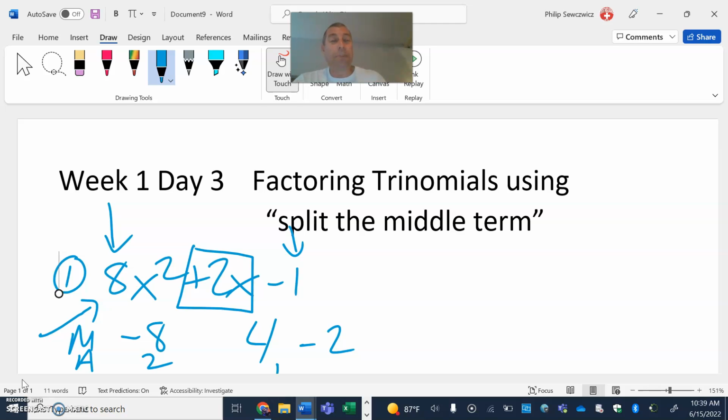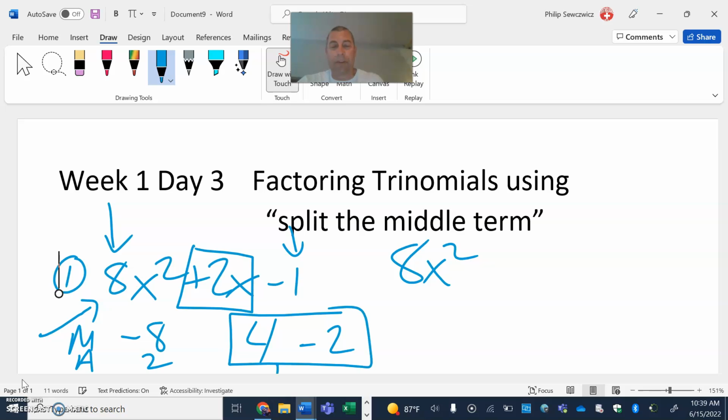It's called split the middle term for a reason, because we are going to take the middle term and split it up. So I've got an 8x squared. We're just going to bring it along for the ride, first term, not the middle term. The 2x, okay, so this is where we rewrite it using our two numbers. So we're going to say a plus 4x and a minus 2x. Again, if we combine them together, we get back to our 2x, so it's all legit. And then we've got a minus 1.